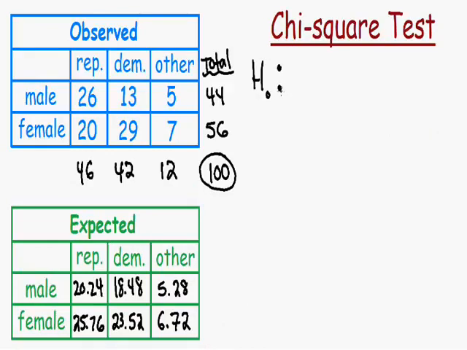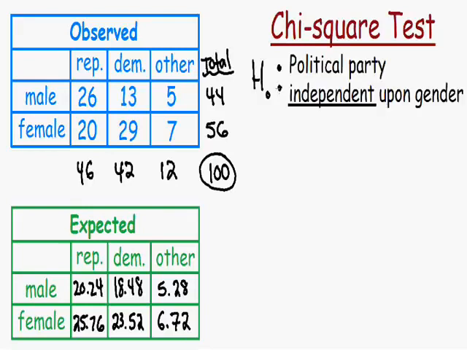The null hypothesis is always what you currently believe to be true. So you have to believe that the rows are independent of the columns, or in other words, the gender is completely independent of the political party you support. So this is our null hypothesis. The political party is independent of gender. The gender has no influence on which political party you support.